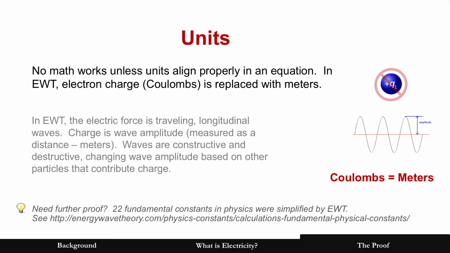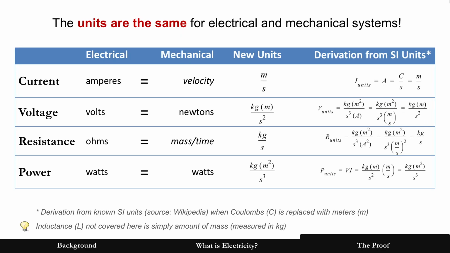And how is wave amplitude measured? It's a distance. Think about a traditional wave. How do you measure its height? Well, it's a distance. So in this case, the SI unit is meters, and so coulombs has been replaced with meters. And if you need further proof, there's 22 fundamental constants in physics that were all simplified using the same approach. You can see the URL.